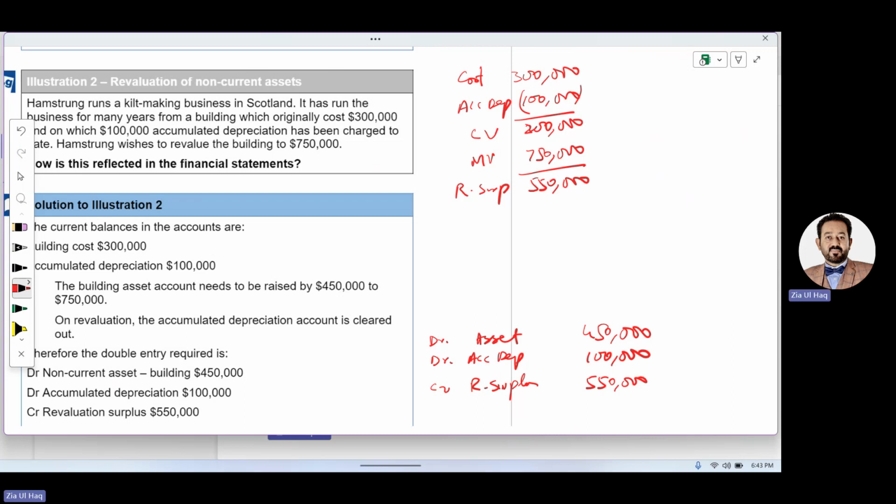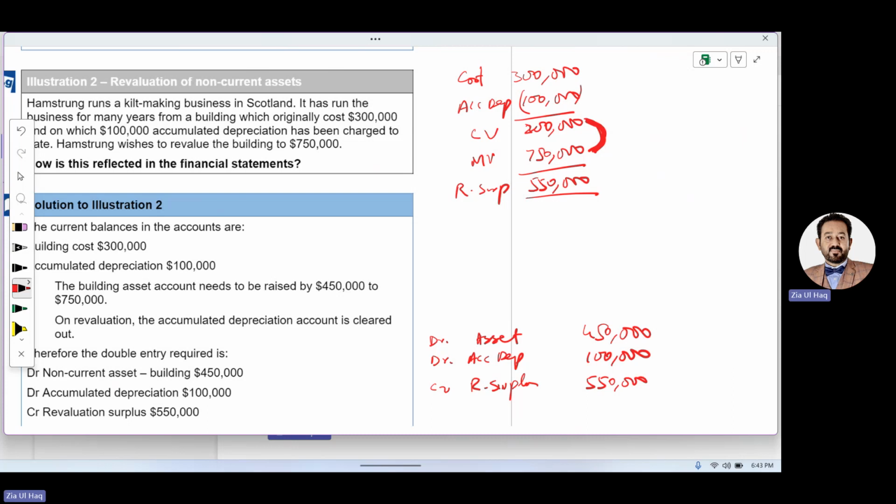Revaluation surplus will be credited with whatever the revaluation surplus is, and we can calculate it by comparing carrying value against market value. The market value is 750. The carrying value is 200. So the difference of 550 is the revaluation surplus.